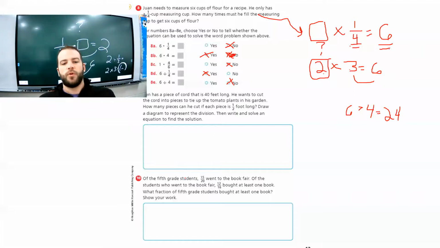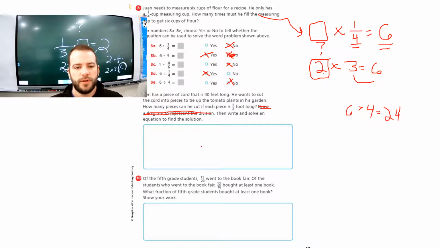Ben has a piece of cord that is 40 feet long. He wants to cut that cord into pieces to tie up the tomato plants in his garden. How many pieces can he cut if each piece is a 1/2 foot long? So draw a diagram. We don't have to draw a diagram because it's hard to draw with a mouse. I guess I could draw it on the board.